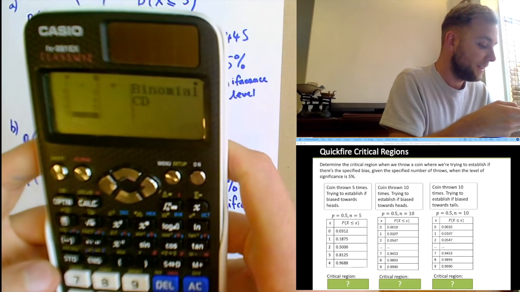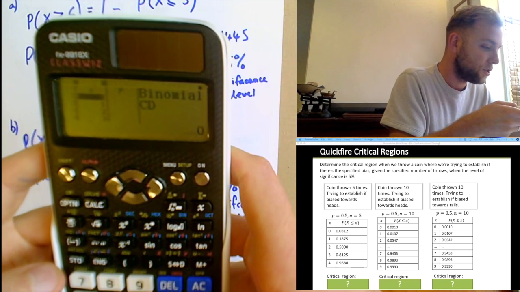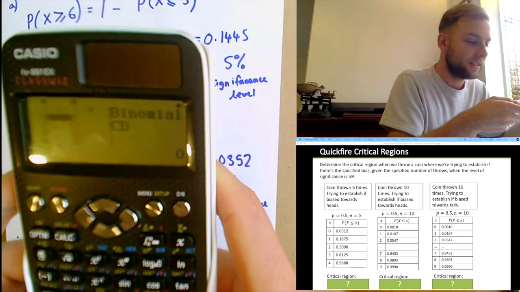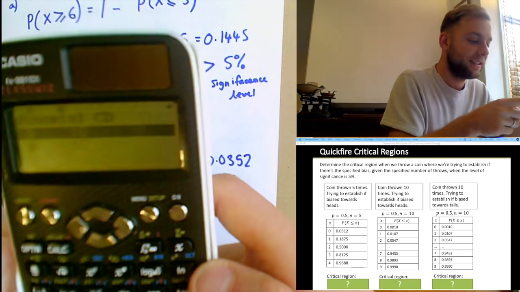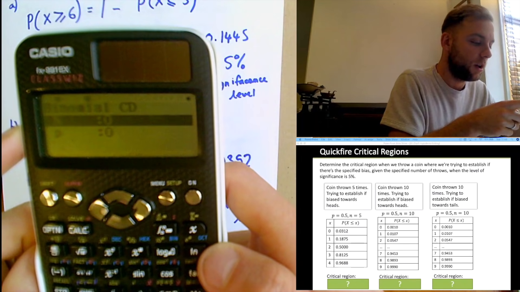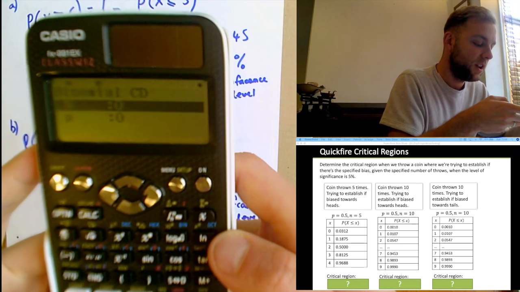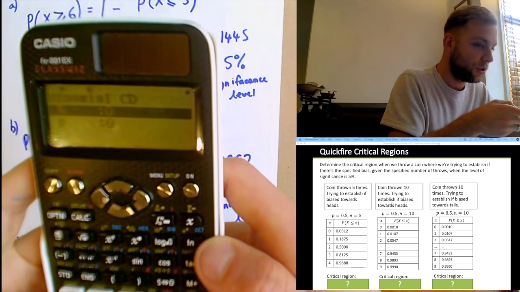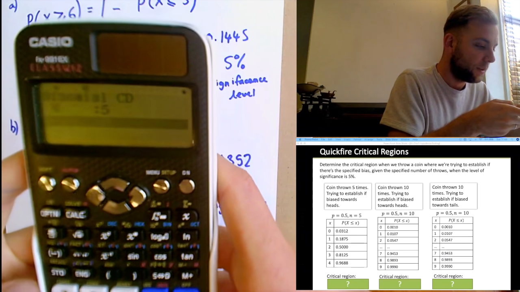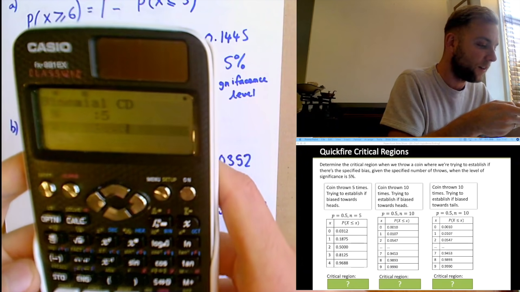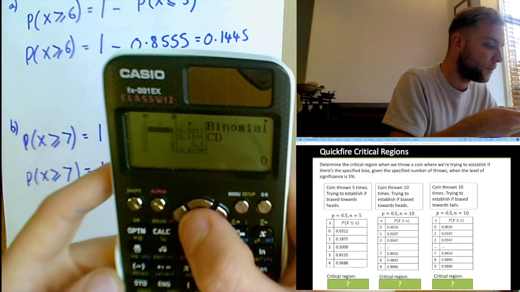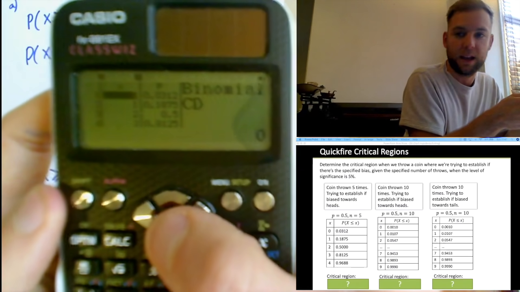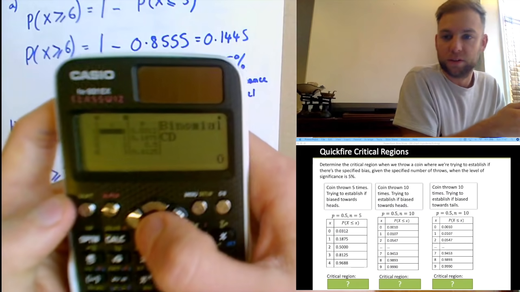We then press AC, which goes back to the top. We then press equals, and now we're going to say what our population parameter is. So we're going to say that n is equal to 5 throws. I'm going to say the probability of getting the heads is 0.5. We press equals, and it'll give us our probabilities, which notice is the same here as the ones we've got. So I don't know if you can see that.